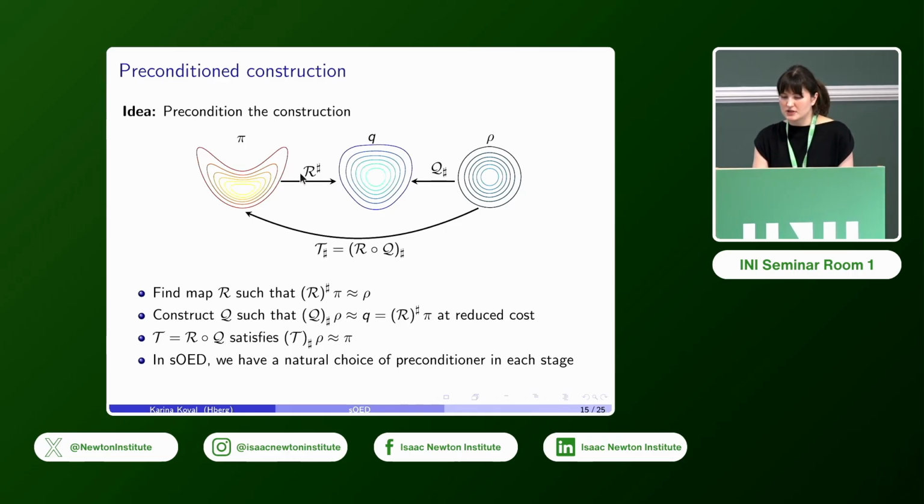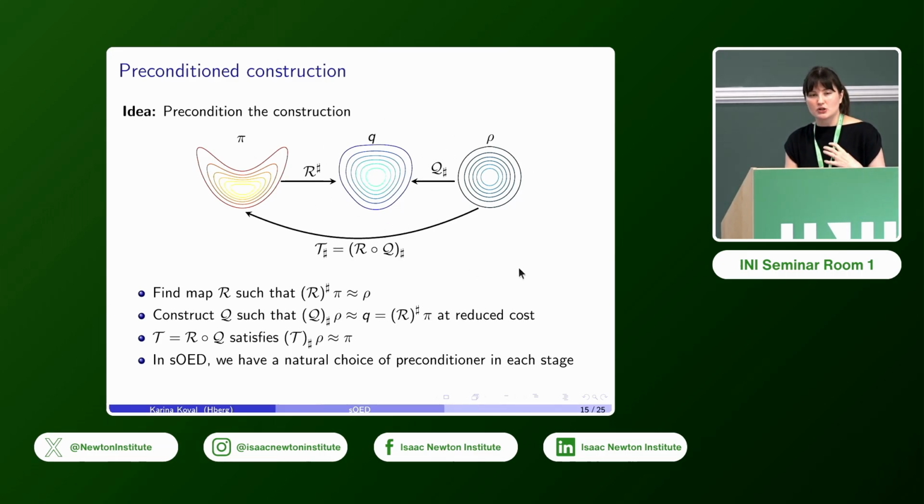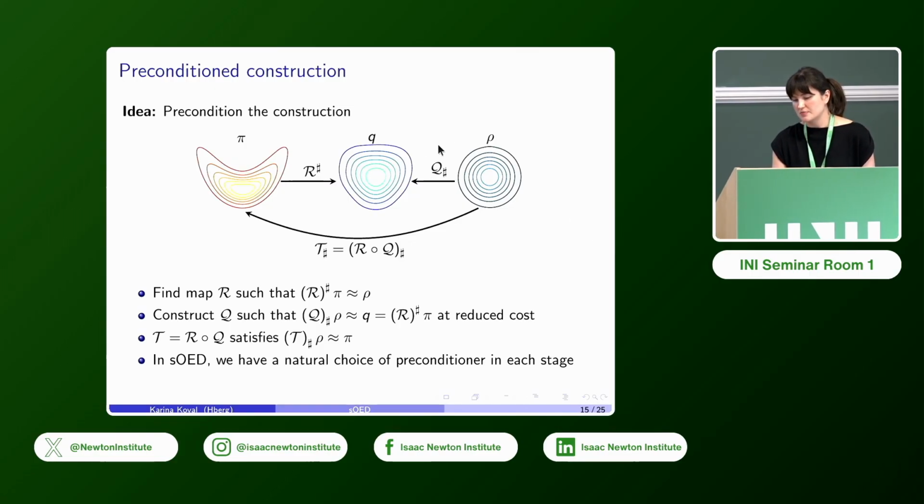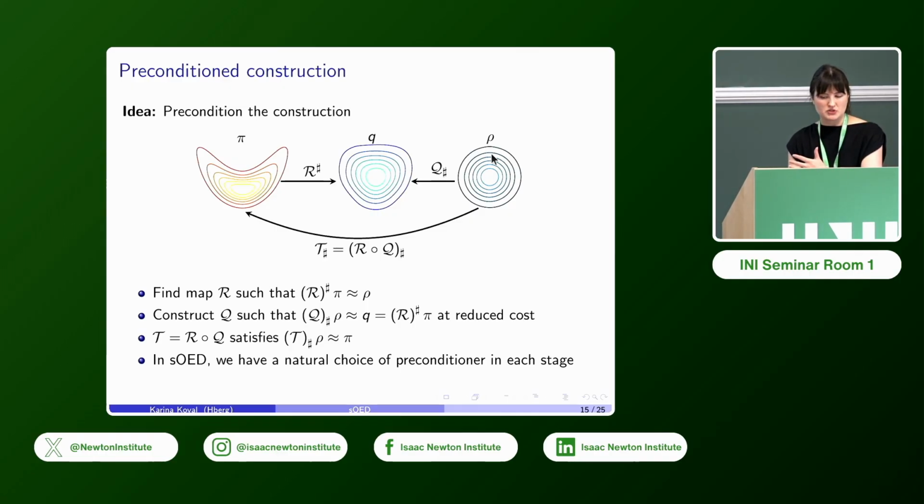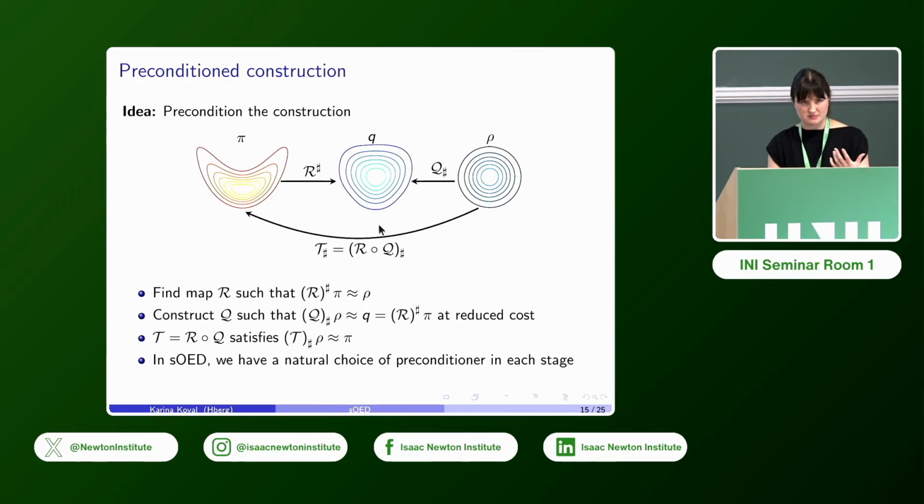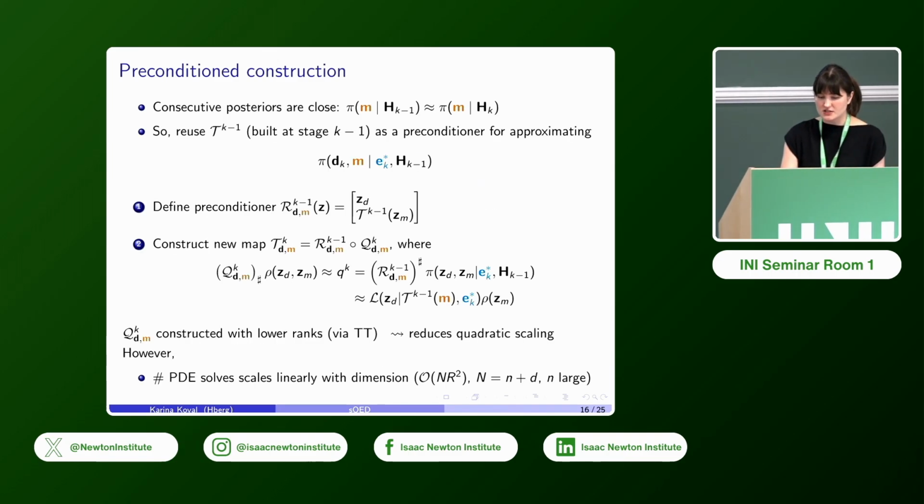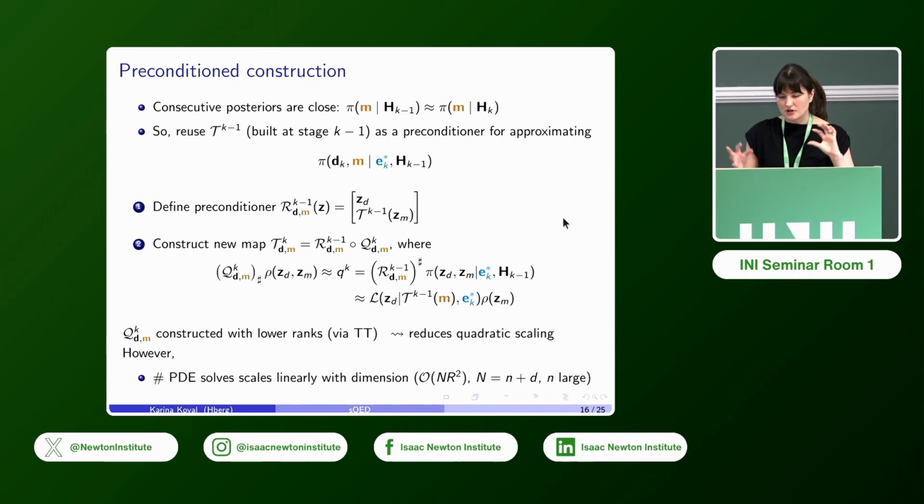So what's the idea? If we can find a map R that allows us to transform our intractable target density into this intermediate density Q that is much closer to our reference, much closer to a Gaussian, then we can now focus all our attention on computing this intermediate map Q going between our reference and this easier to approximate intermediate density. But what R should we use? Obviously, the optimal R is the transport map T itself. But in sequential optimal design, we actually have a natural choice of preconditioners that we can use in each experimental stage. And the reason for that is because our consecutive posteriors are somewhat close to one another.